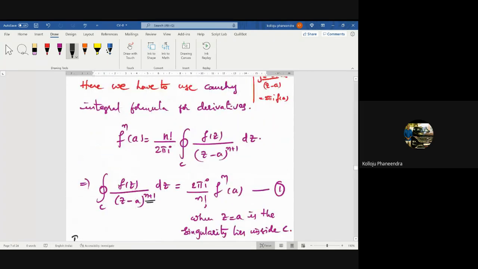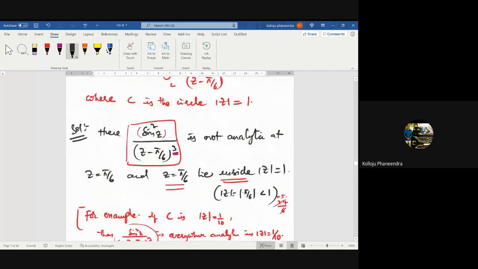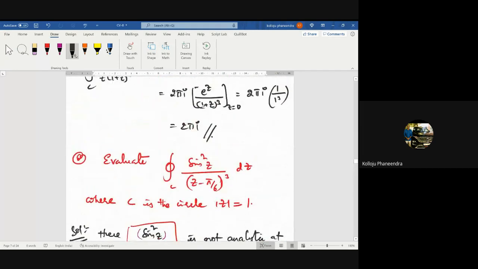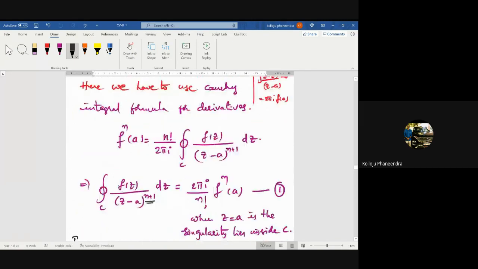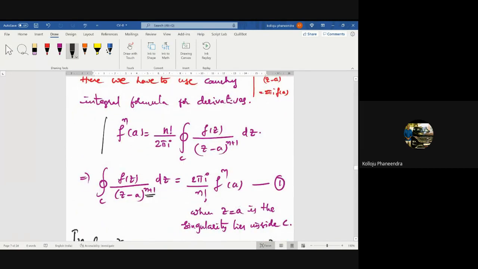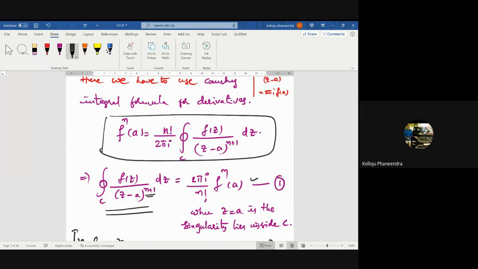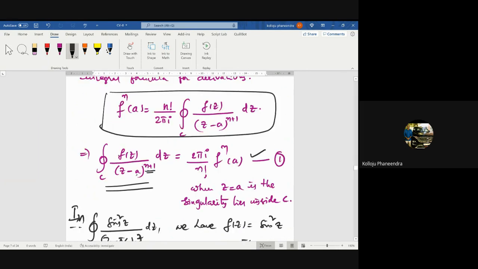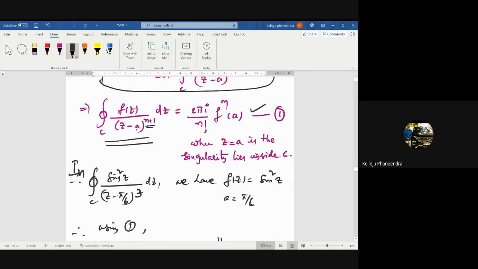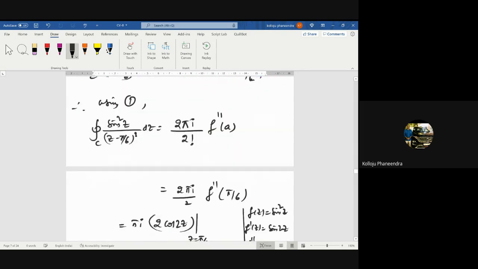When you have to apply the derivative formula, just by watching the problem, if there is z minus a whole power something in the denominator, then immediately you remember this formula. From this, write the required integral. Identify the a value, the f of z value, and the n value. That's important. Here n equal to 2.